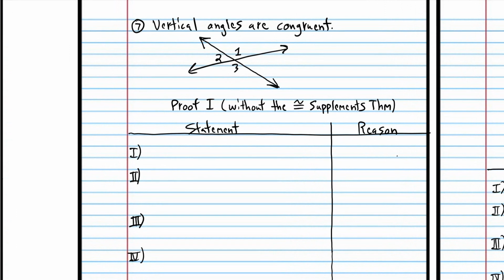So we'll start out with the given information. We can see by the diagram that angle 1 and angle 3 are vertical angles. That's given information. It's given in the diagram.